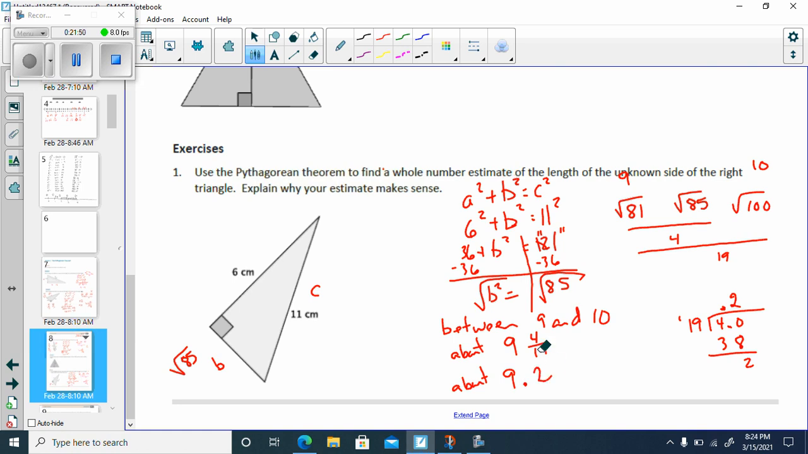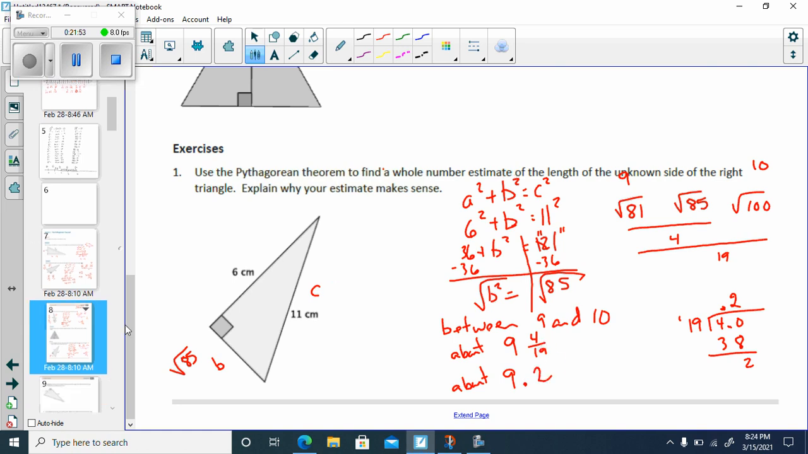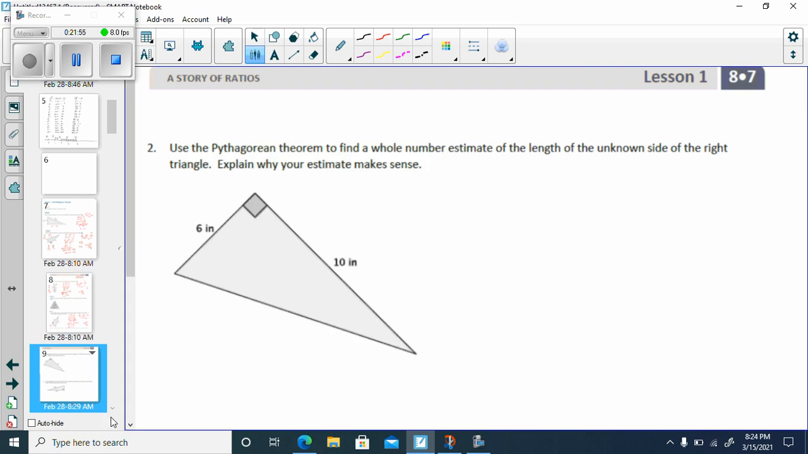Okay. Now, check the next page, page 3, and let's try this one. When we're using the Pythagorean theorem, here's our c because it's across from the right angle. It's the hypotenuse. So we're using a squared plus b squared is equal to c squared. We've got 6 squared plus 10 squared is equal to c squared. 6 squared is 36. 10 squared is 100. That's equal to c squared. So I've got 136 is equal to c squared.